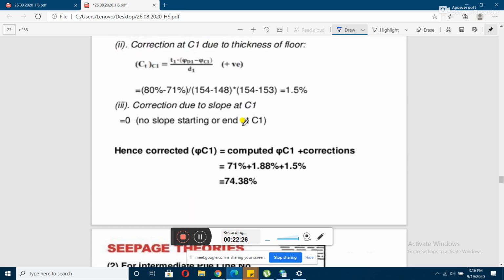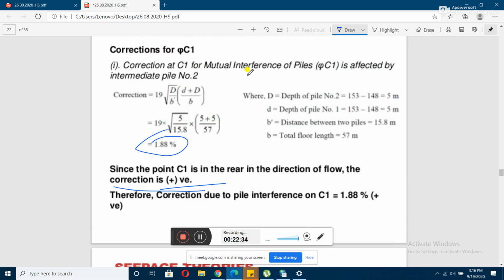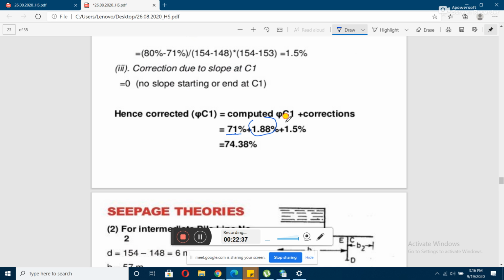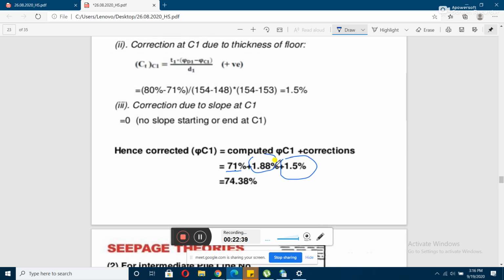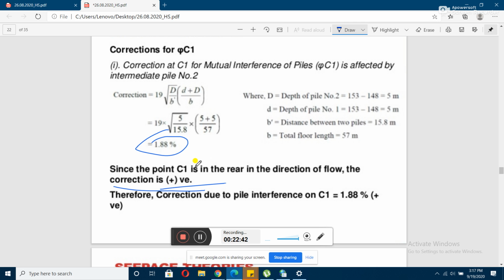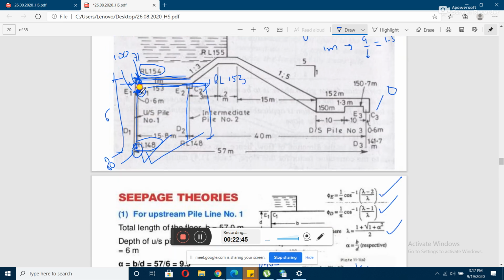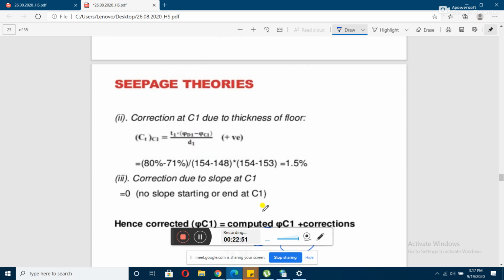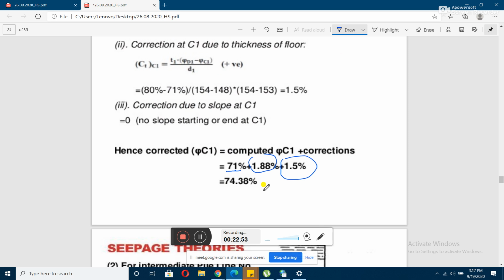So the net result will be 71% plus the correction of 1.88 that we calculated from the mutual interference, plus 1.5 for the thickness correction. The end result is phi c1, the value of the pressure head at this particular point. So your net result is 74.38, that is the corrected value. And there won't be any correction for phi d1. I have told you there is no correction. The only correction will be at the base of your floor.